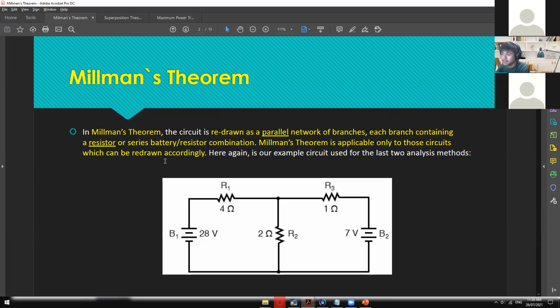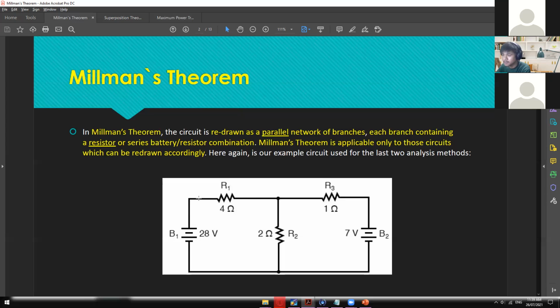Okay, so just take note that if there is no series connection, let's say you only have one voltage source and then only one resistor and then another voltage source, yes, they are in parallel. We could say that they are in parallel branches, but for us to be able to say that we can apply Millman's theorem, there must be at least two components. What are those two components? One battery and one resistor, in series with each other.